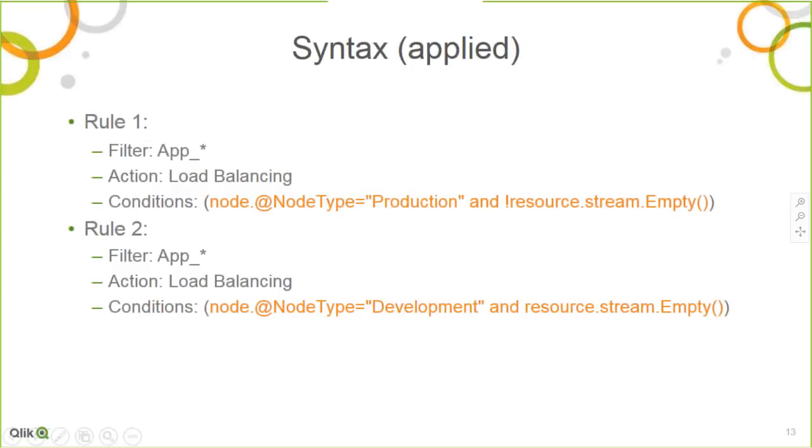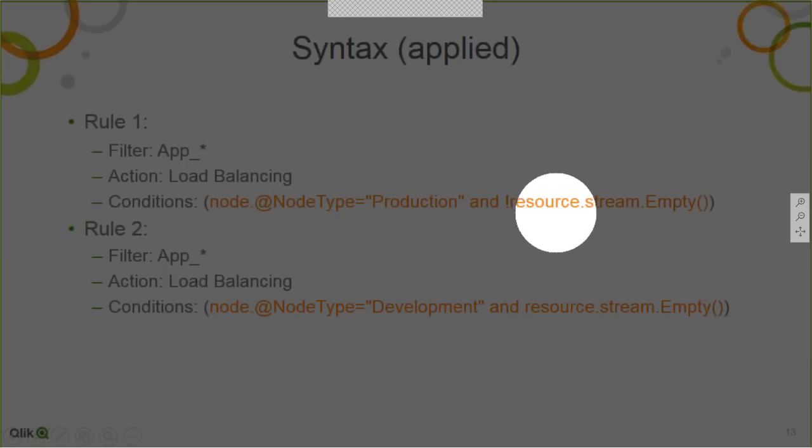The reason why we might want to use this rather than the node type in the configuration of a node is that a node type of production disables app creation regardless of security rules. So this allows a little more flexibility and doesn't interfere with other things. And we're saying that we're going to load balance all apps to all nodes that have this custom property, provided that the resource, which is an app, its stream is not empty.